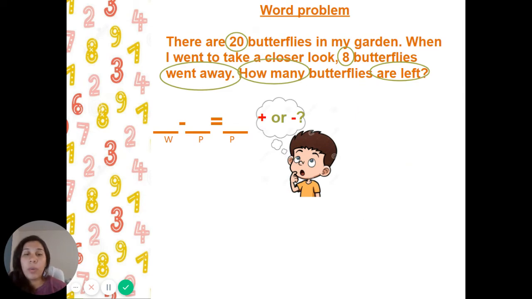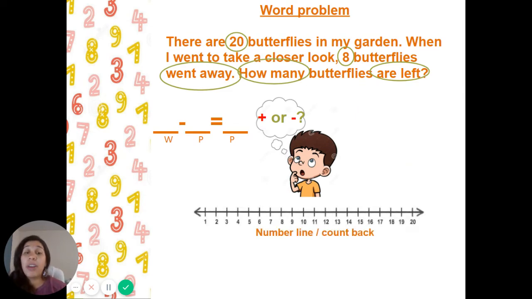We certainly have the number line. But in this case, we're not going to count on. We're going to count back. Remember, we start from the greatest number and we find one of the parts. The parts are always smaller than the whole. Okay? So this time we're going to count back.